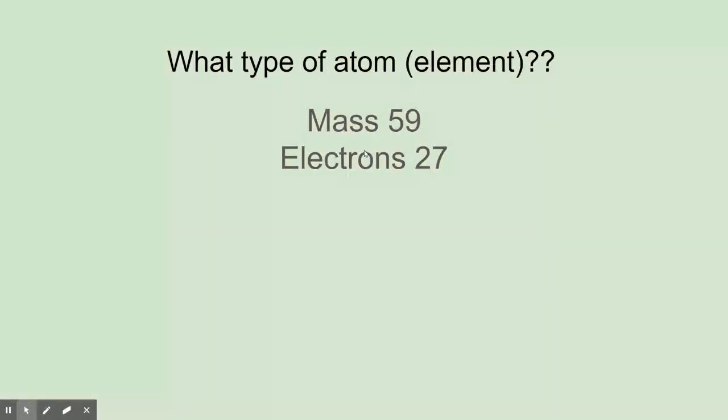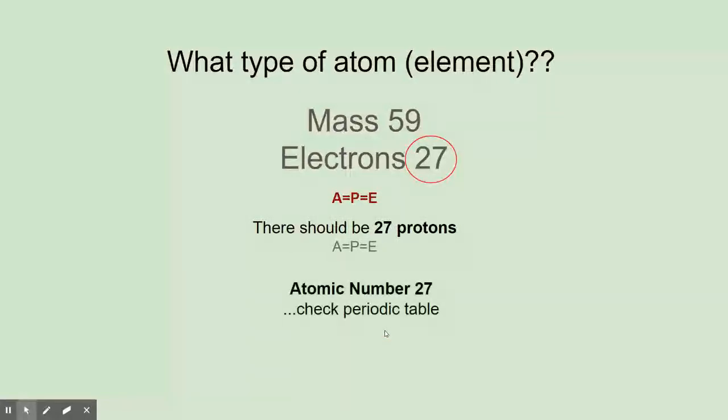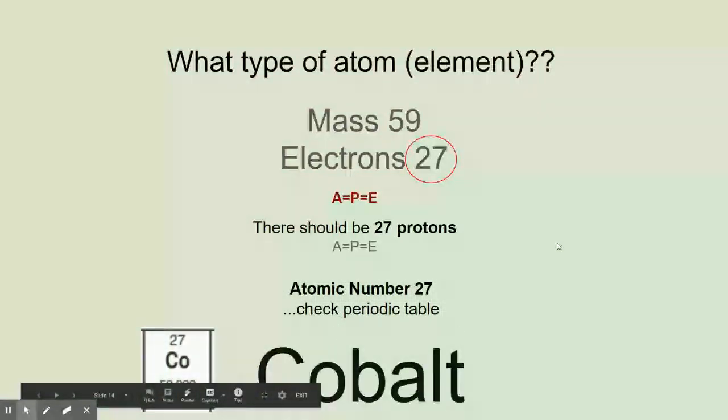So again, with the same information, mass is 59, electrons 27. What is the atom? Okay, so if we go back to APE, atomic number equals protons equal electrons. Well, we know the electrons are 27. So the protons are 27, so the atomic number is 27. So if you look at the periodic table, we should go see what atomic number 27 is. And that would be cobalt, 27 right here.